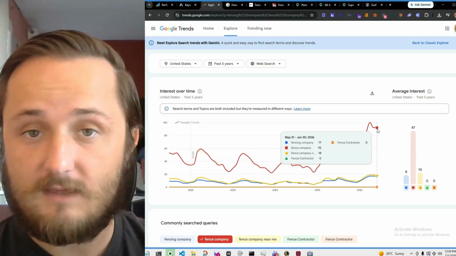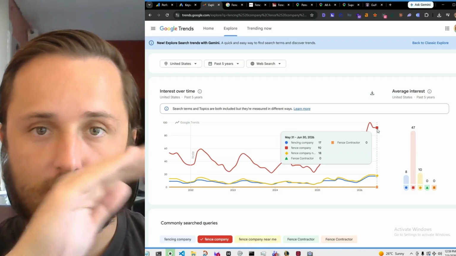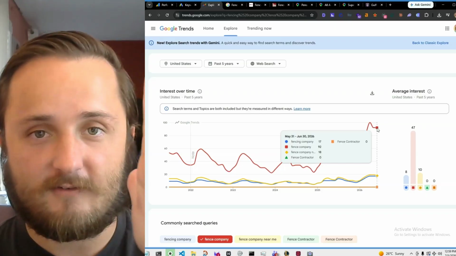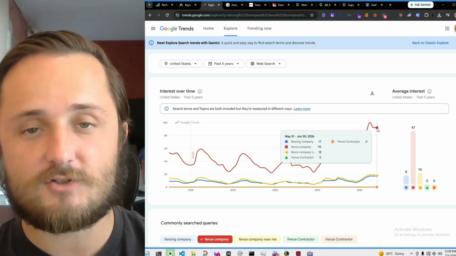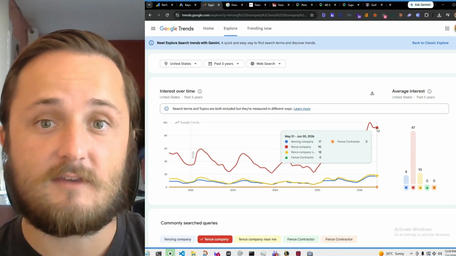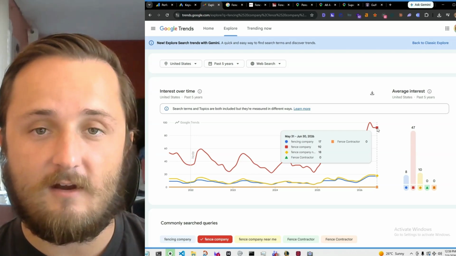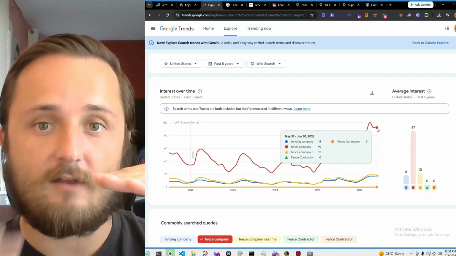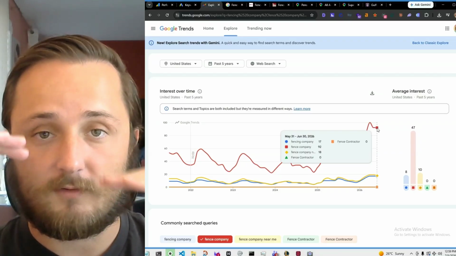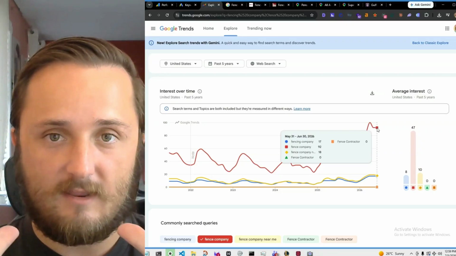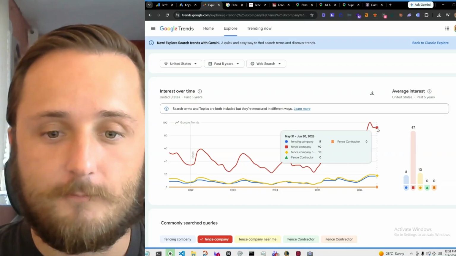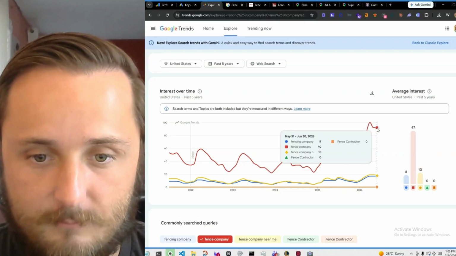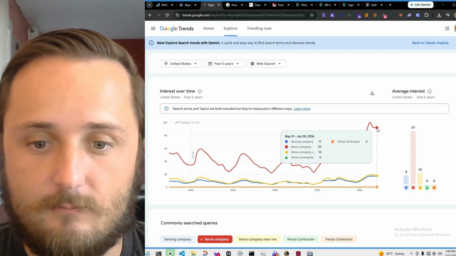So let's say over a whole year, or for this example, let's do 5 years. For the past 5 years, there's been a fluctuation in how many times this keyword is searched for, and right now it is currently searched for at 92 out of 100. I can't say 92%, but just think about it in relation to itself. So right now, it's currently peaking. Then we also have fencing company, and then we also have fence company near me.